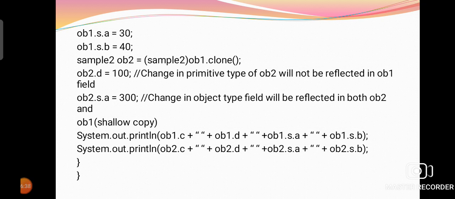So when we print ob1.s.a, the value was 30. When we print ob1.s.b, the value was 40. And ob2.s.a, the value was 300. The value of ob2.s.b, that was also 40. Then ob2.d is 100. So by printing in different ways, we are checking what were the values referred under different objects.